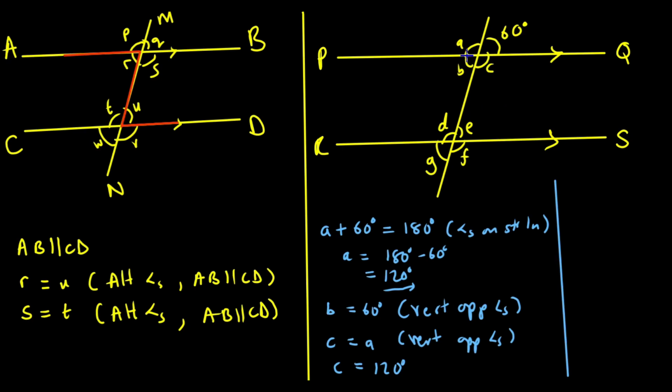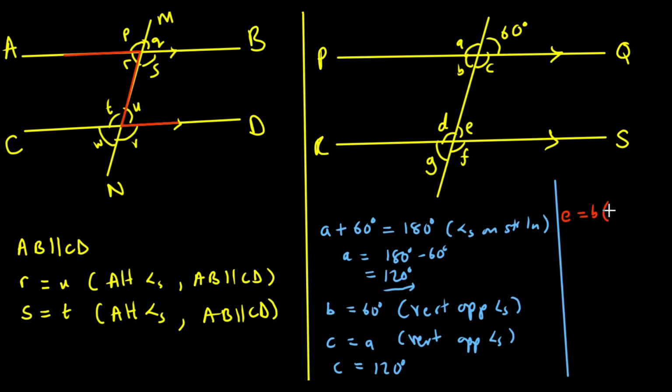Now I found A, B, and C. How about these angles? They seem like they are very far away from this. Is there any link? Yes, we have this link. So what are we going to do? Our E, is it equal to any of the angles here? Yes, it is equal to B. This angle and that angle, they are equal. E is equal to B.